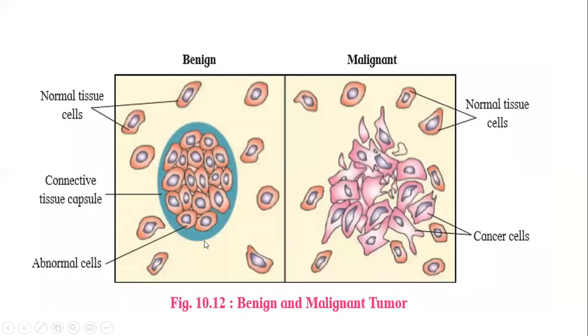Now see, these two diagrams are again very important. Benign and malignant tumors, two diagrams have been given. You have to draw proper labeled diagrams for both of them.